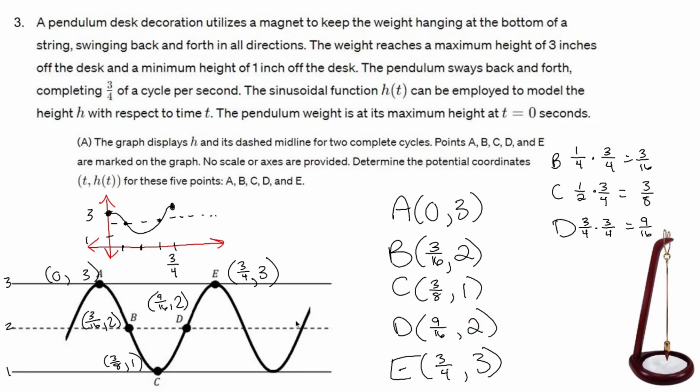Now, the reality is there's an infinite amount of answers here, right? Because if I wanted to be a silly goose and start at 3/4, 3, I could have. But I didn't, because I'm not insane. So that's why it says potential coordinates. All right, so that's A, coming up with 5 points. Hooray!